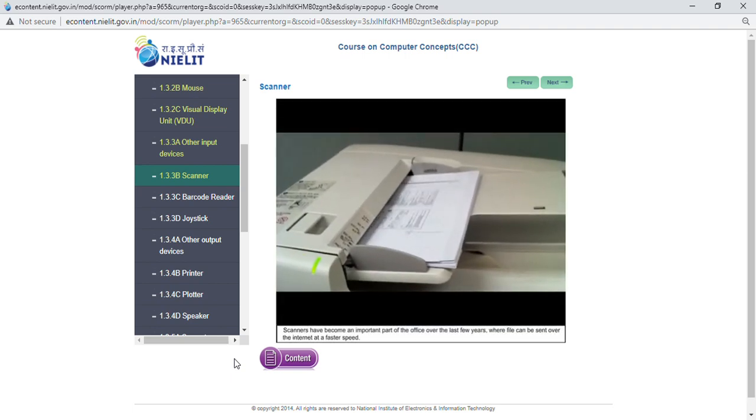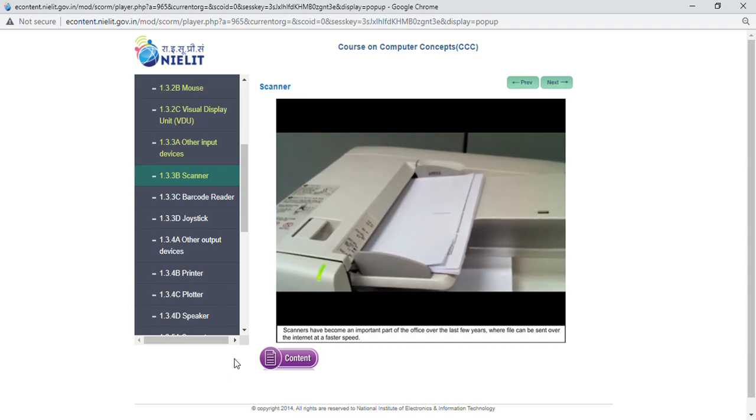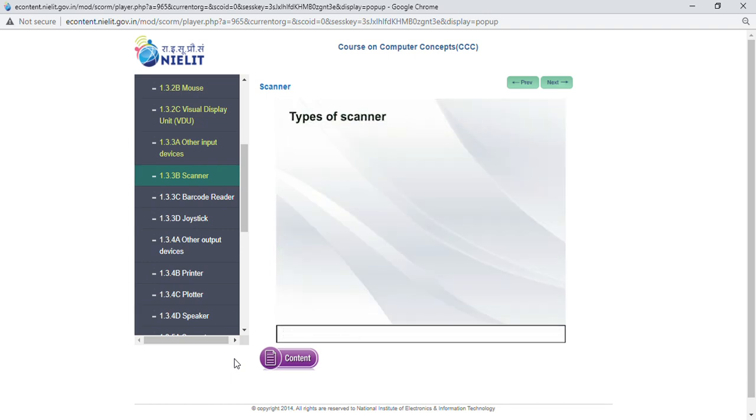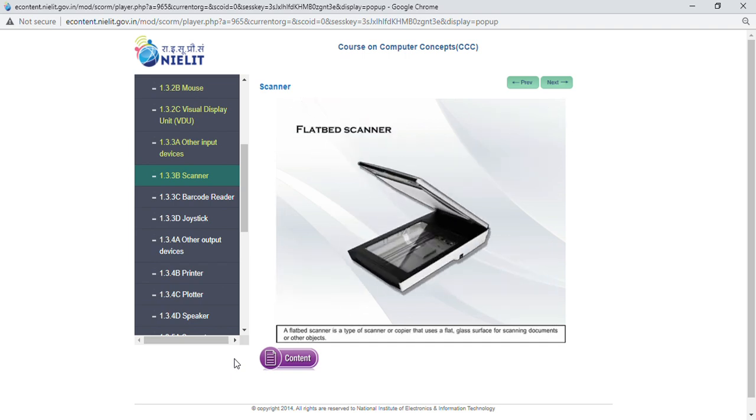Scanners have become an important part of the office over the last few years, where files can be sent over the internet at a faster speed. The various types of scanners are flatbed scanner, sheet-fed scanner or auto feeder, handheld scanner, and drum scanner. Flatbed scanner. A flatbed scanner is a type of scanner or copier that uses a flat glass surface for scanning documents or other objects.